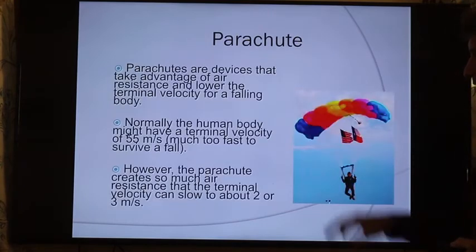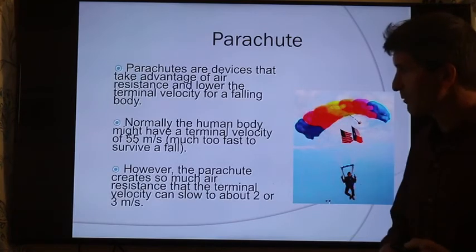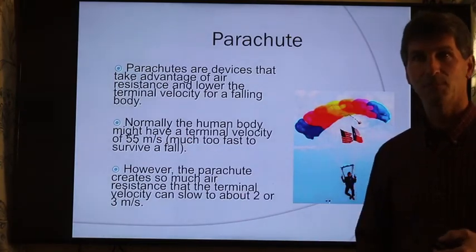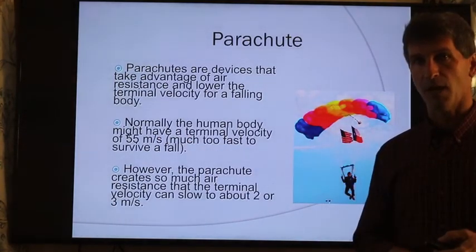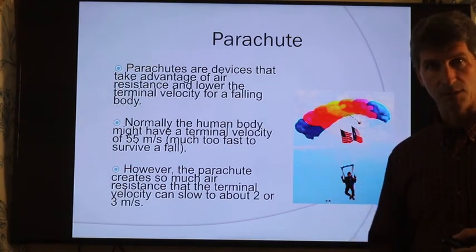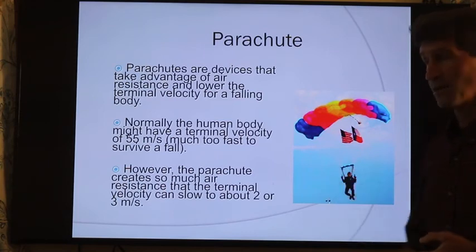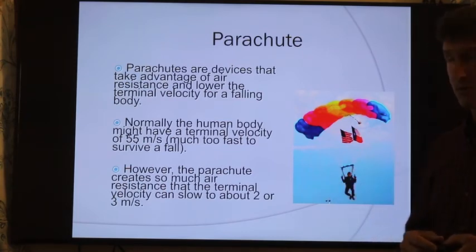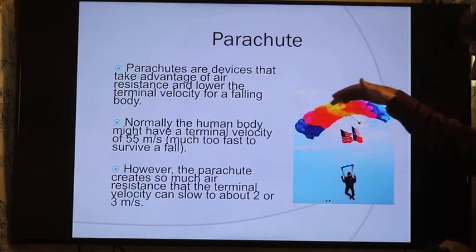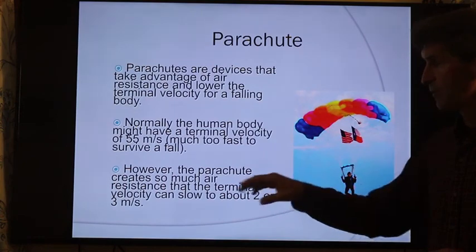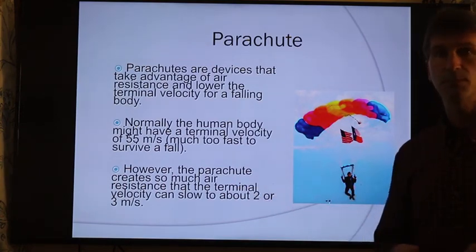The problem is human beings reach a terminal velocity of about 55 meters per second, which is well over 100 miles per hour. So even though you will stop accelerating as you fall at some point, hitting the ground at over 100 miles per hour is guaranteed to be fatal. So what do we do? We increase air resistance with a parachute. And this will drop the terminal velocity to 2 or 3 meters per second, which is completely manageable.